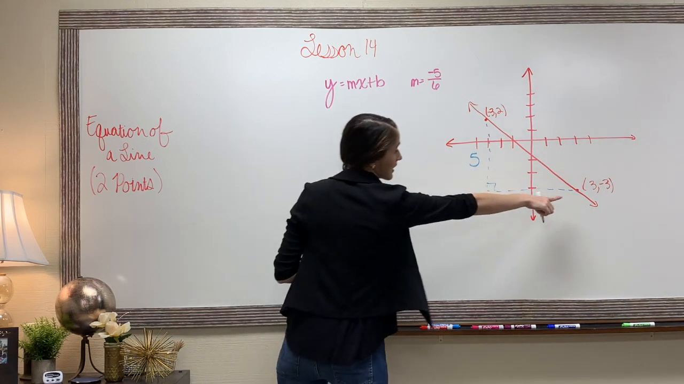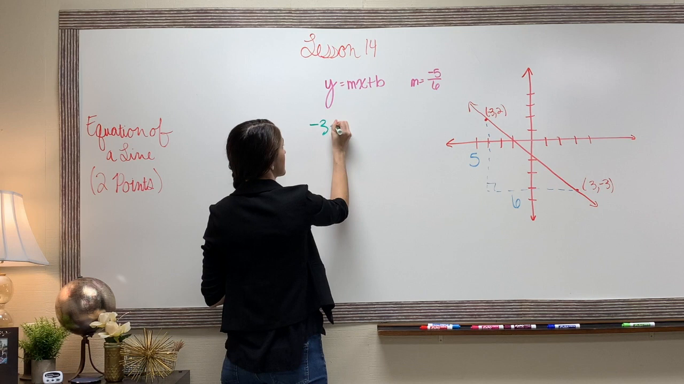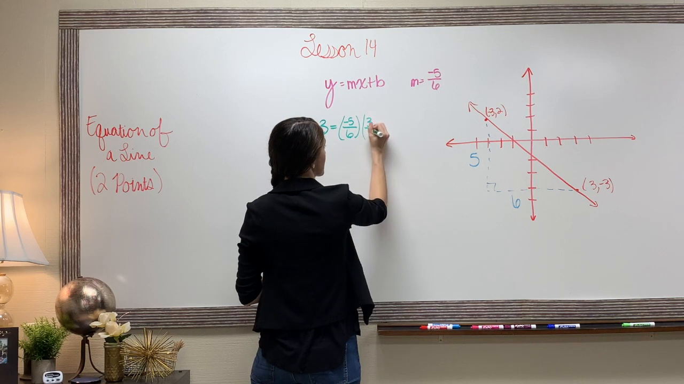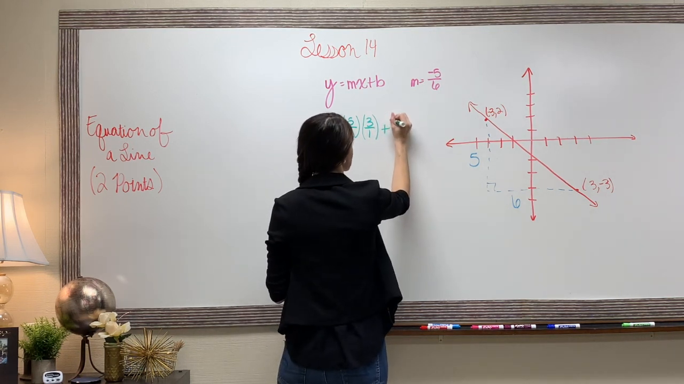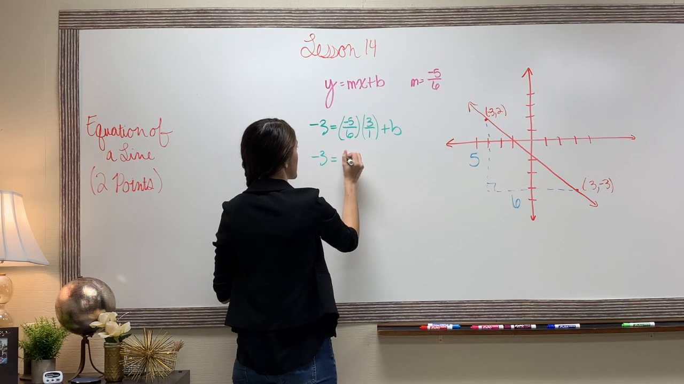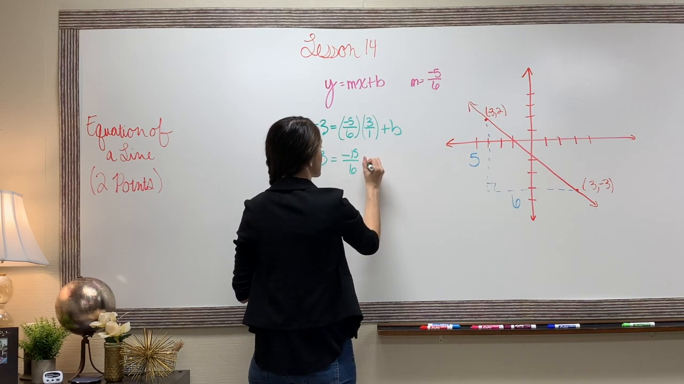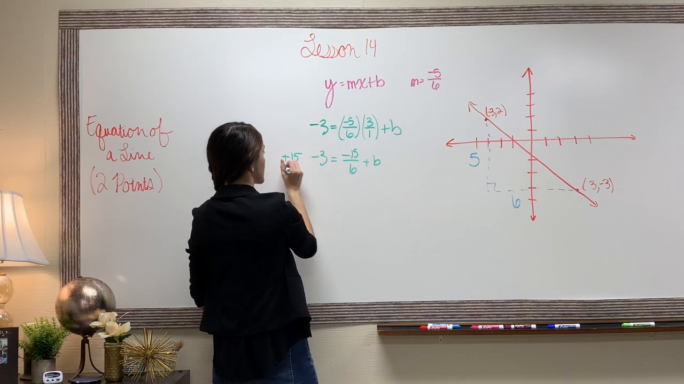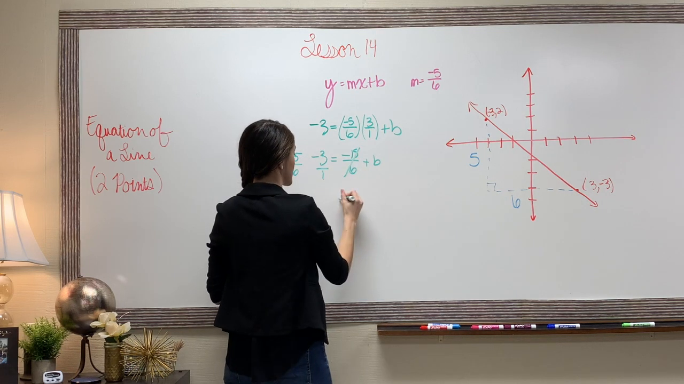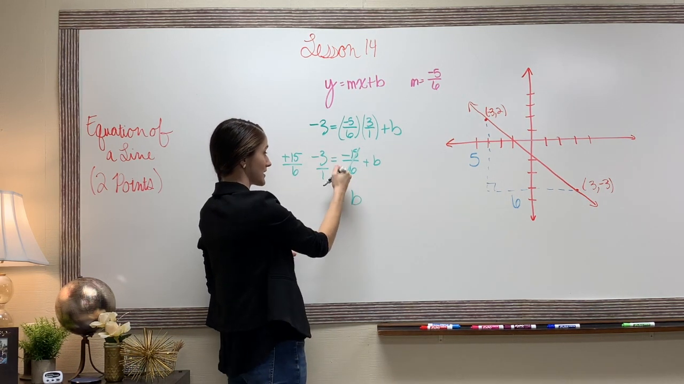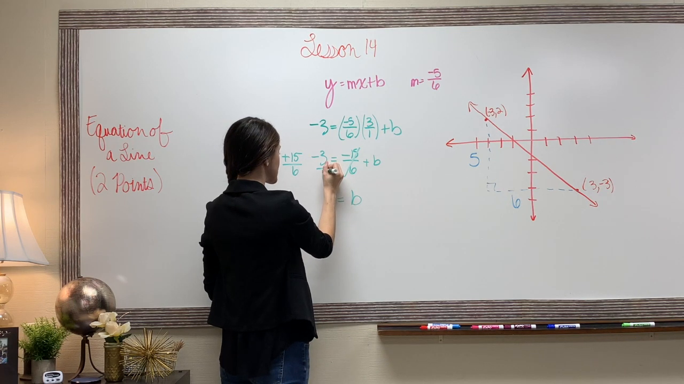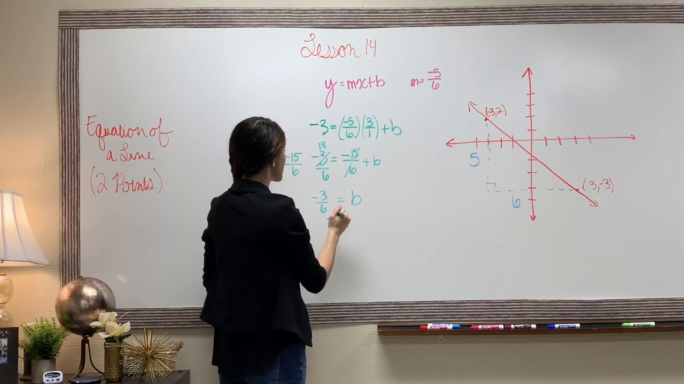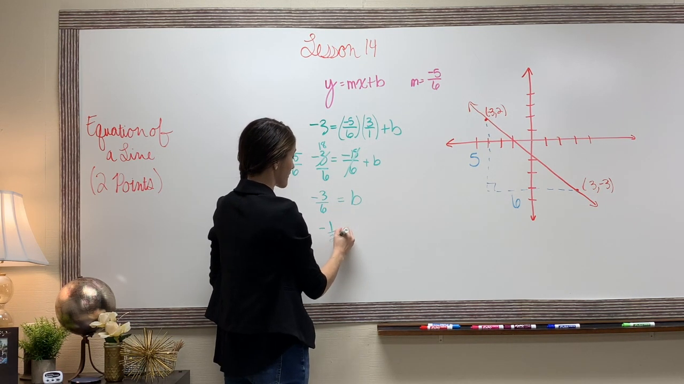So I'm going to go with this bottom point of (3, -3). So -3 equals -5/6 times positive, and I'm going to go ahead and make it 3/1, plus b. So -3 equals -15/6 plus b, and we're going to move this to the other side, so it's going to be adding 15/6, and that's gone. So b equals, okay, well now we have to make a common denominator. So this is going to be 6, and then this will be 18. So this will be -3/6, which will equal -1/2.